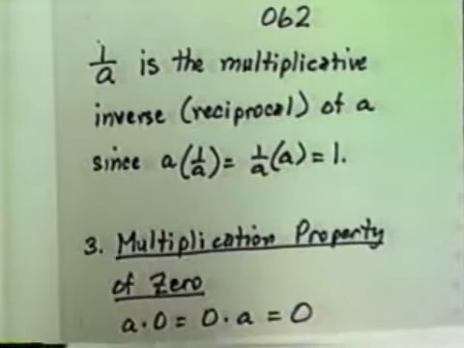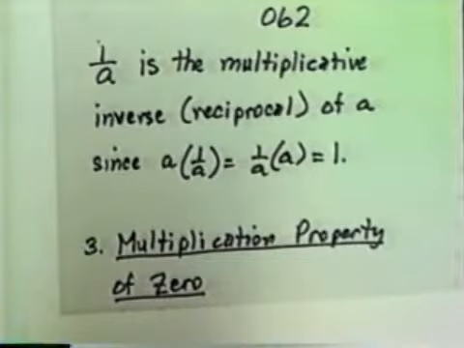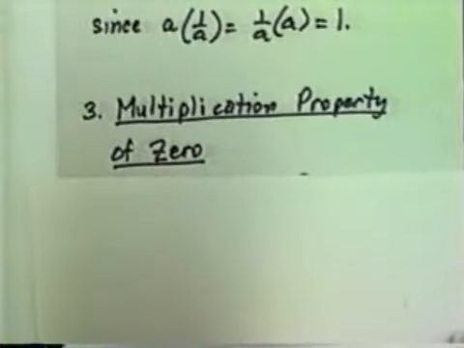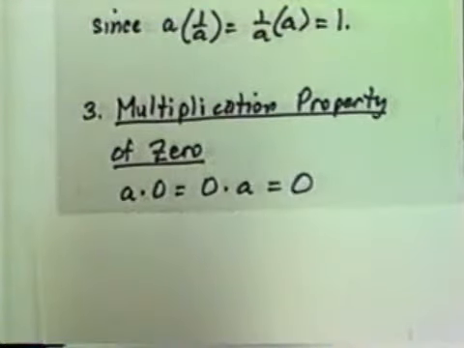One more property. It's the multiplication property of 0. 0 does something strange when you multiply by 0. What do you get when you multiply a number times 0? You get 0. A times 0, or 0 times a, will equal 0. The multiplication property of 0 says any number times 0 gives you 0. Let's look at examples of these three rules.